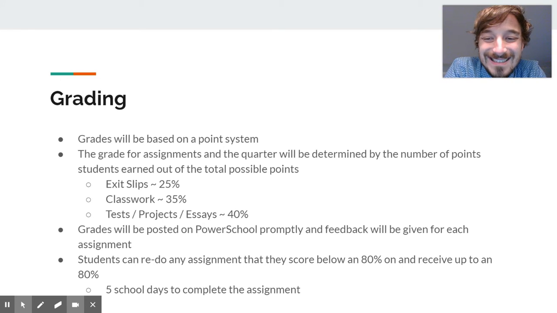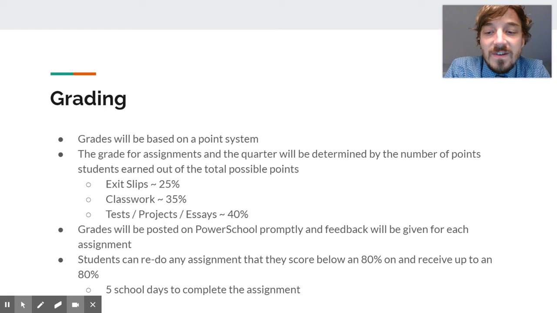So, for example, exit slips are worth about 25% of their grade. And exit slips are like a little quiz, a little check at the end of every class so that I can get an understanding to see if the students learned what they're supposed to that lesson, or if they still need a little bit of practice, or if it's just one individual that needs practice.